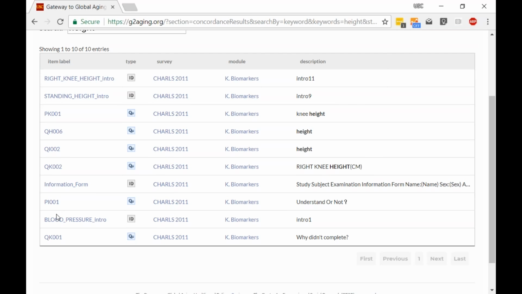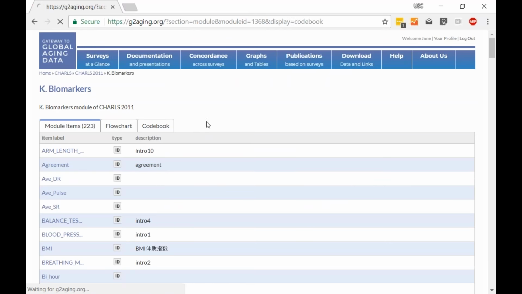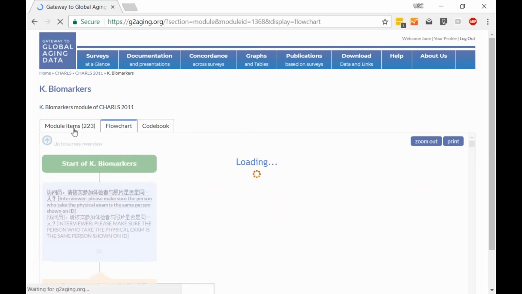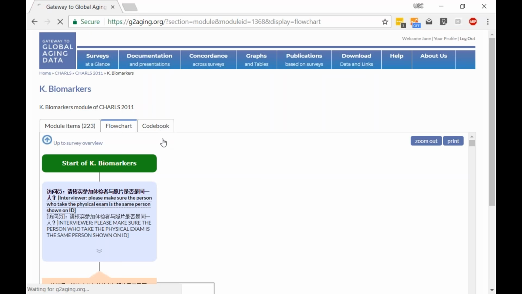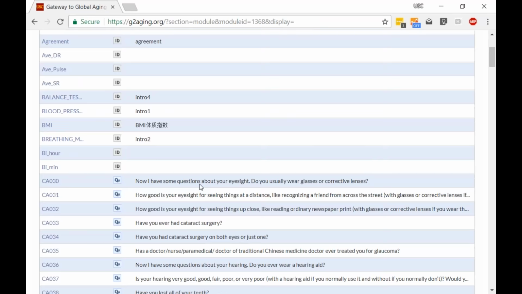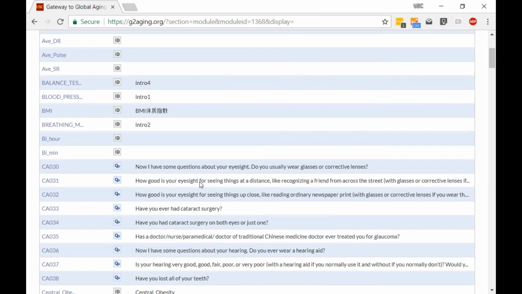Some of the questions look like they're for the interviewer. From here, you could jump into, they look like they're all from the K module. So you could jump into the K module and you could see all the individual questions either in flowcharts or in the code book. You can see here it's provided both in Chinese script and in English. Or you can just look through the module items and you can see these questions that are asked.